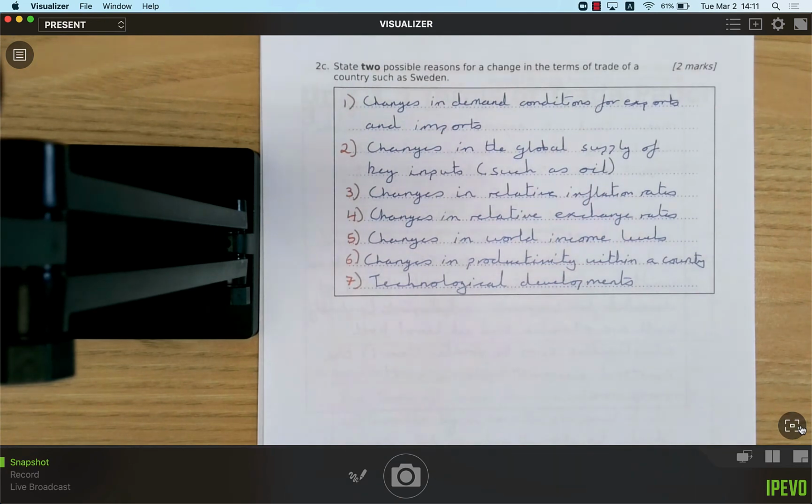Changes in global supply of key inputs, such as oil. Well, if the supply changes in the market, ceteris paribus, the price will also change. Changes in relative inflation rates will affect the price of the exports and the price of the imports. Changes in relative exchange rates, same again. Changes in world income level, leading us back to demand. Changes in productivity leading to changes in supply, which can reduce the price of our exports if we are increasing our productivity and producing more goods. And technological developments, which will also affect the supply of either our exports or their imports, and as such, affect the price.